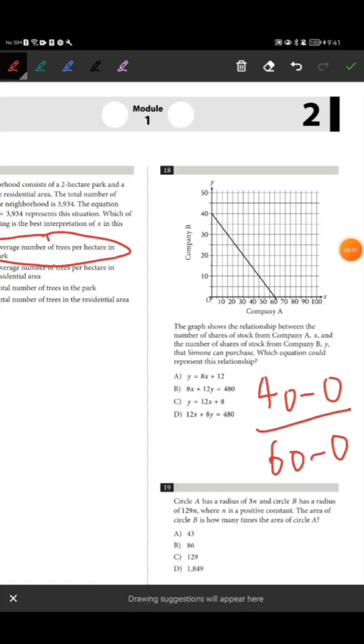Question number 18. The graph shows the relationship between the number of shares of stock from company A and the number of shares of stock from company B that Simon can purchase. Which equation could represent this relationship?